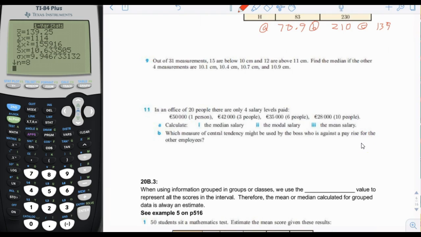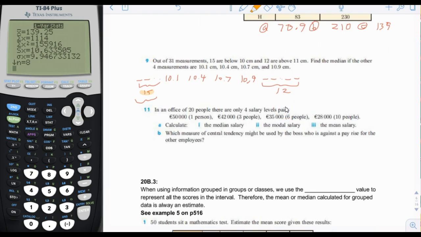Out of 31 measurements, 15 are below 10 centimeters, 12 are above 11 centimeters. Find the median if the other 4 measurements are blah, blah, blah. Okay, so you got 15 numbers, and you got 10.1, 10.4, 10.7, 10.9. You have 12 numbers here that are above 11. So let's see. We're going to count 15 in from the left and count 15 in from the right because there's 31 total measurements, and that should give us the median.